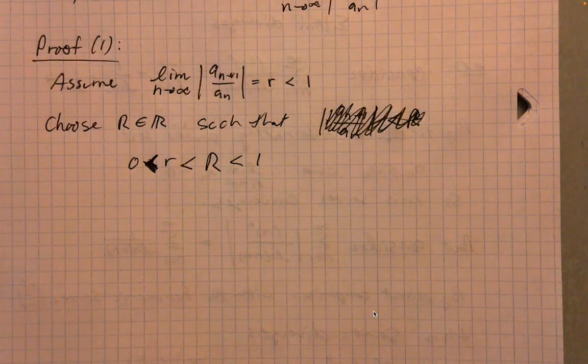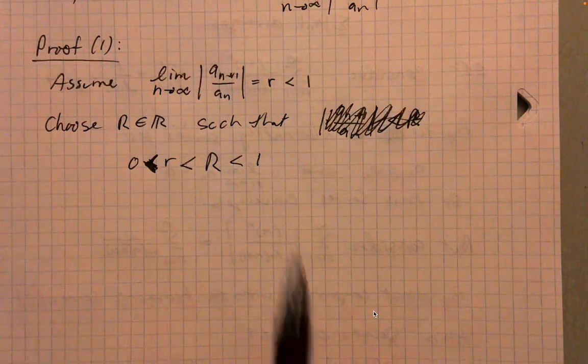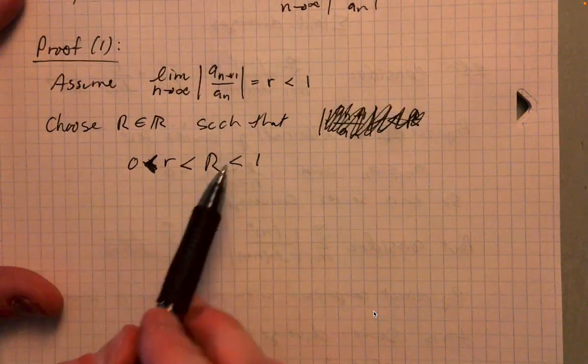These are real numbers. R is some number that's less than 1. There's always going to be some other number between r and 1 if r is indeed less than 1. Okay, and so we can do this, right? So this is straightforward.